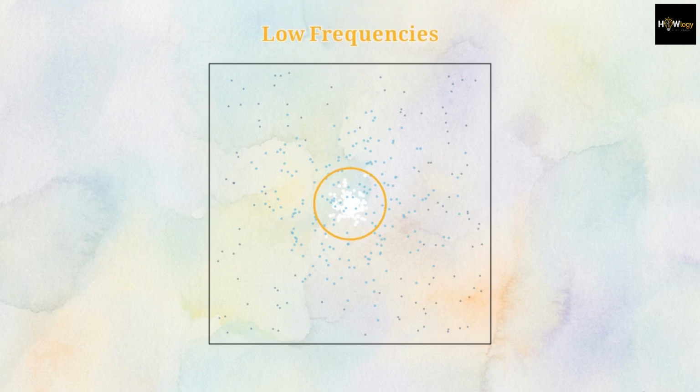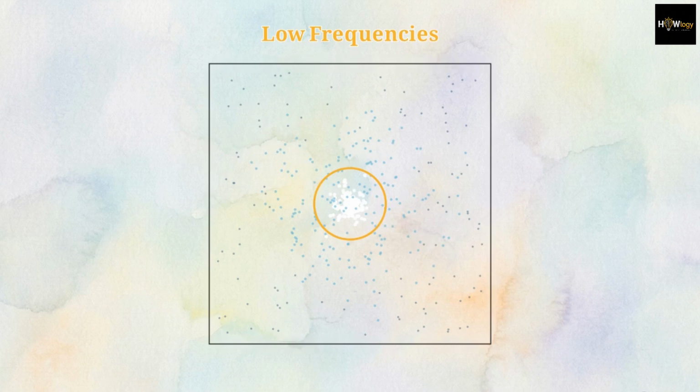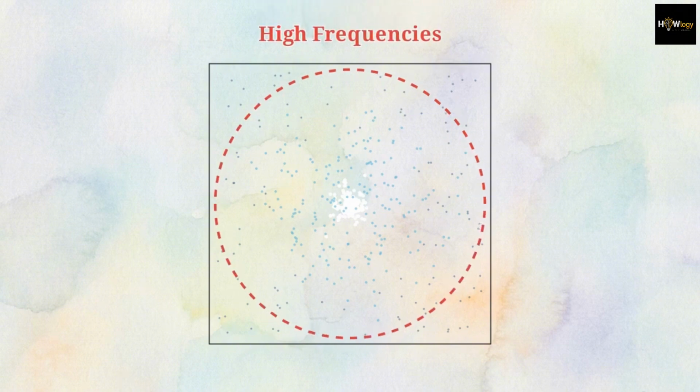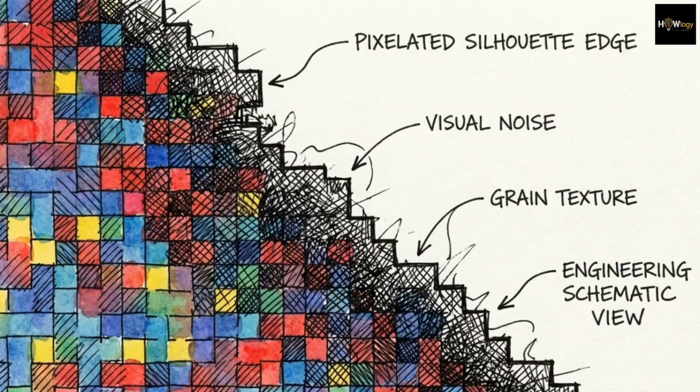The dense, bright center of the spectrum represents the low frequencies. In a physical photo, these low frequencies correspond to the broad, smooth, unchanging areas of color, like a clear blue sky or a blank wall. As you move outward toward the edges of the spectrum, you find the high frequencies. These represent rapid changes in the signal. In the original photo, that translates to sharp edges, fine details, and visual noise or grain.